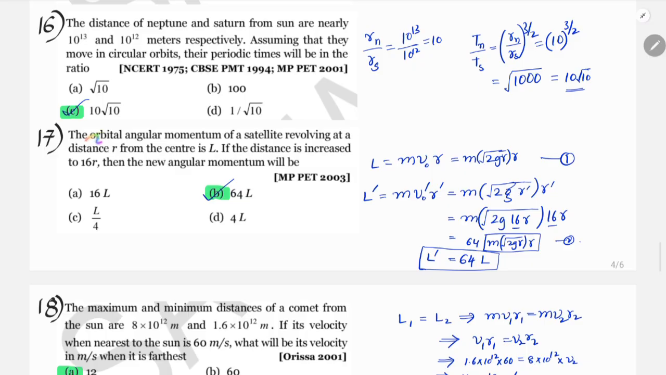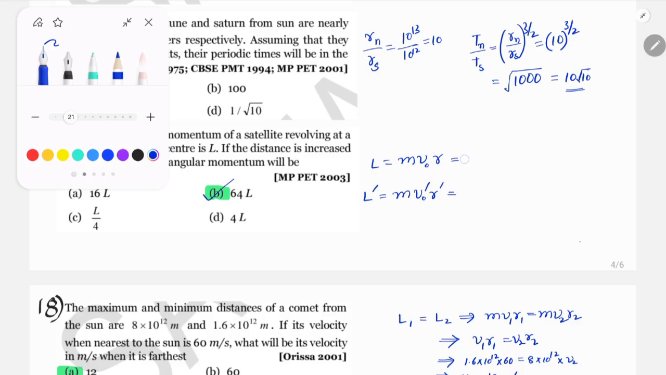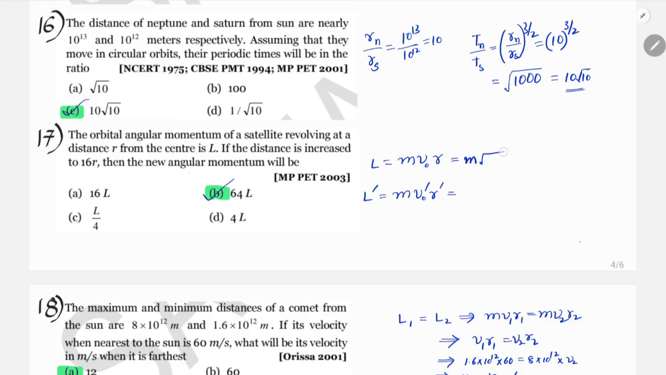Now come to the 17th problem. The orbital angular momentum of a satellite revolving at a distance r from the center is L. If the distance is increased to 16 times the initial one, the new angular momentum will be? See here, this is m, v naught, whose value we know is root of GM by r, the orbital velocity, into r. Keep it, that is the initial one.